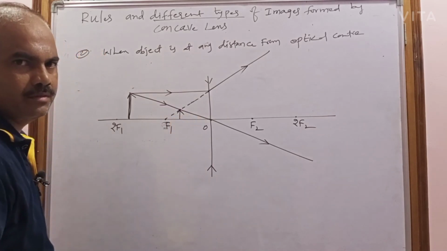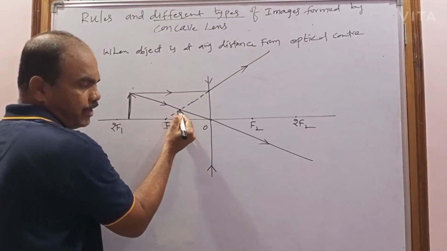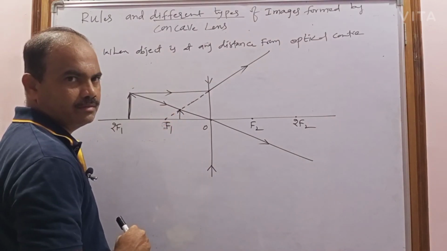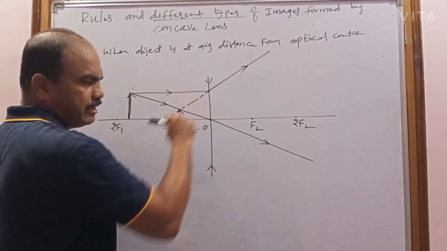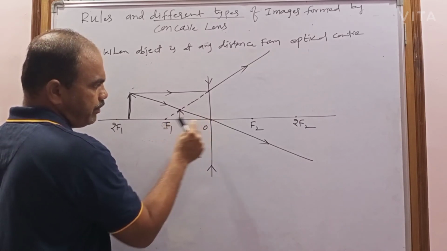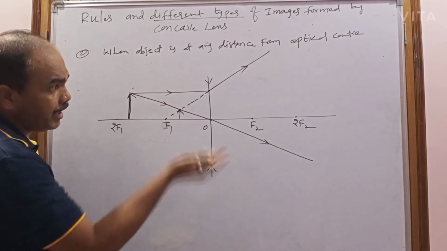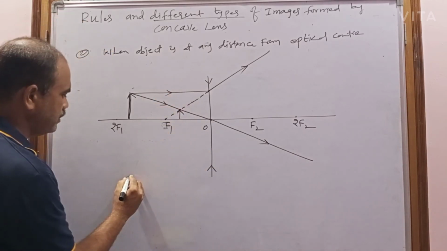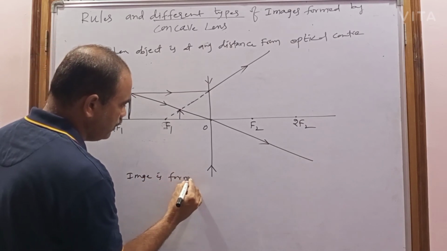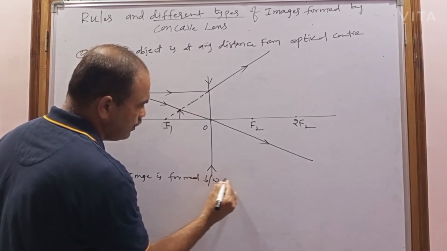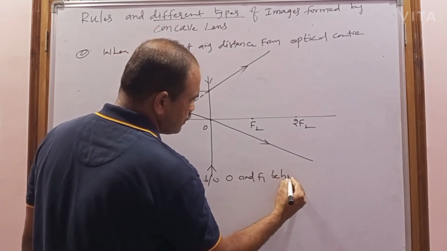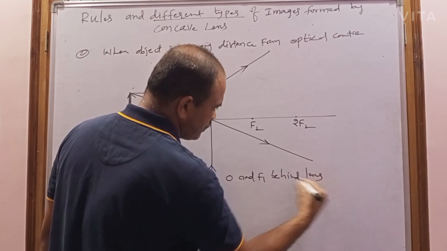This is the image. This image is formed because when the refracted rays are extended back, that's why this is a virtual image. And it is an erect image and it is a diminished image. But where is it formed? It can be formed between the optic center and f1, behind the lens or inside the lens.